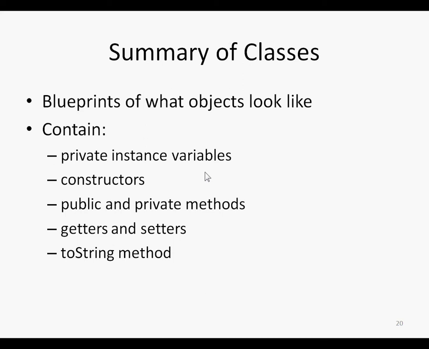Okay, so a summary of what our classes should look like. They should contain our private instance variables. They should contain our constructors. They should contain our getters and setters, and they should have a toString method. So those four pieces, the variables, the constructors, the getters and setters, and the toString, are kind of your default core requirements for any class you write. So at the very least, every class you write should have those four pieces. Now, in addition to that, you want to go ahead and add any public or private methods that you want to add, okay?